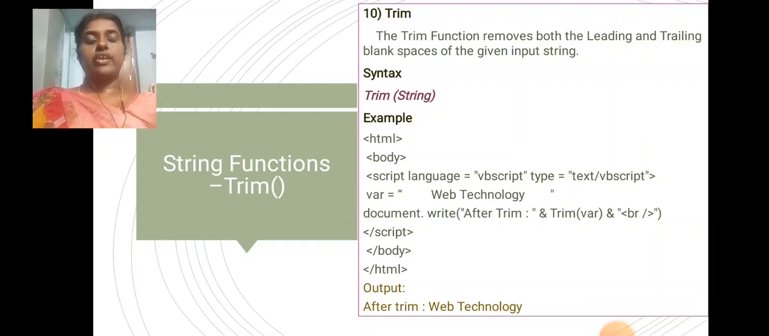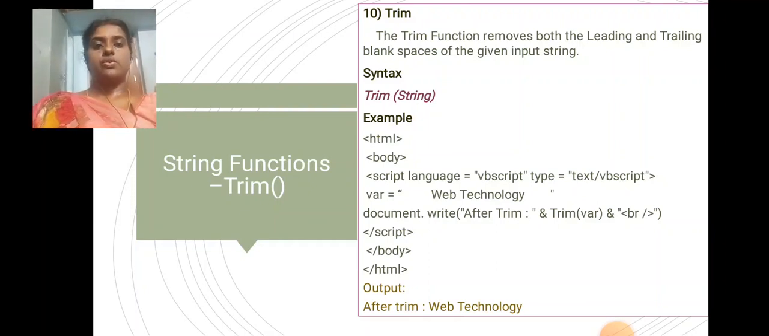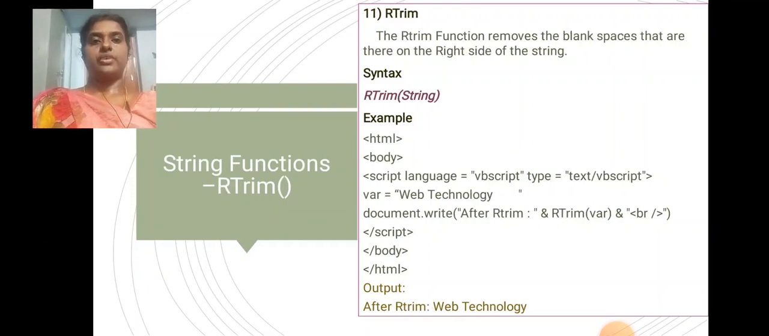Here both front and back will have the free spaces, which is used to remove the spaces. So, trim of where will remove the empty spaces at the beginning and the end of your variable. This is the use of your normal trim function. Then comes the RTrim function.